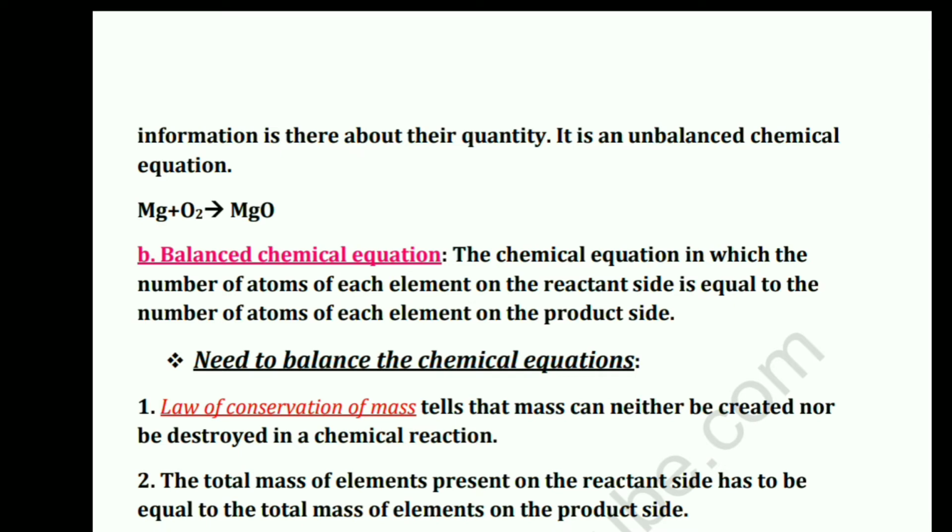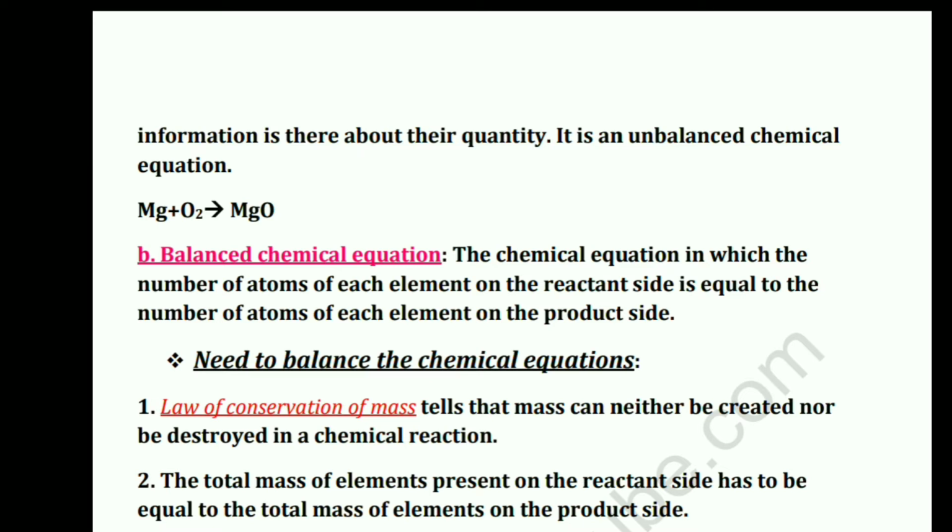So it's giving information about what are the reactants and what is the product with their chemical formula, but no information is given about their quantity, meaning how many molecules of magnesium have been taken, how many molecules of oxygen have been taken, and how many molecules of magnesium oxide you are getting. You are just being informed about the reactant and the product with their chemical formula. So such a chemical equation is known as a skeletal chemical equation.